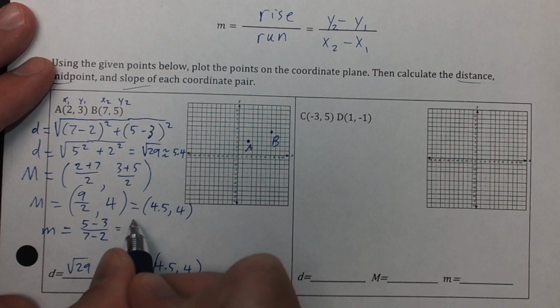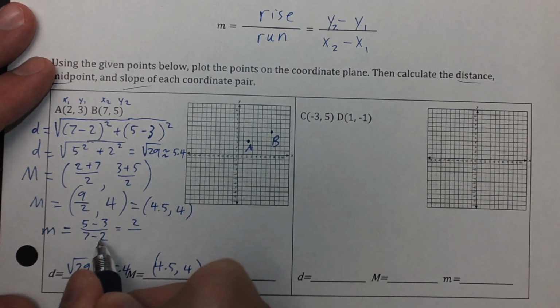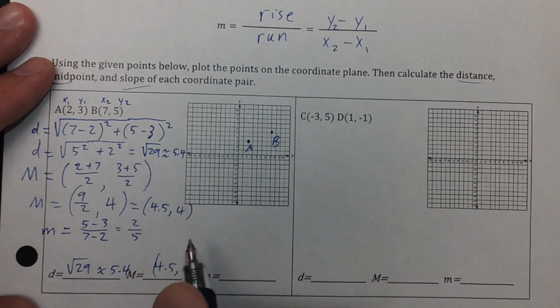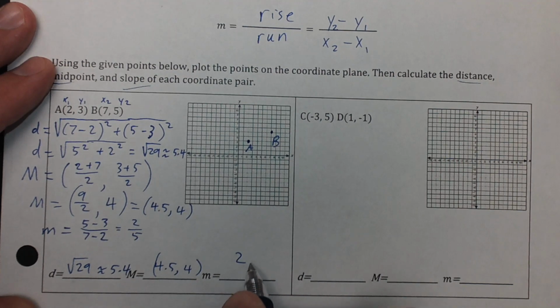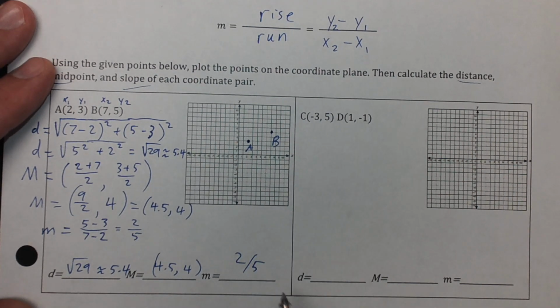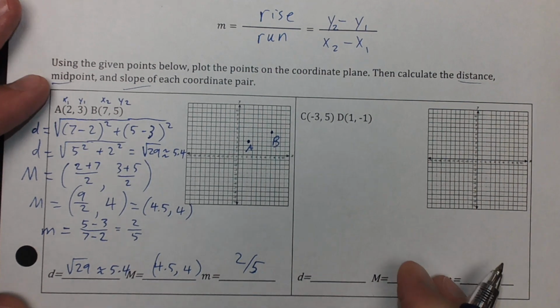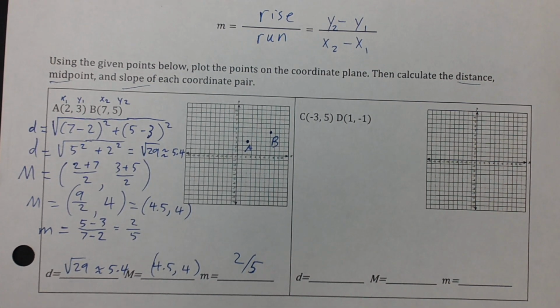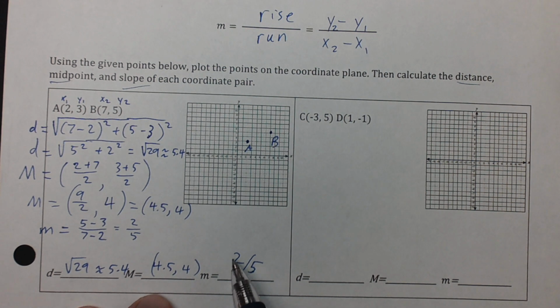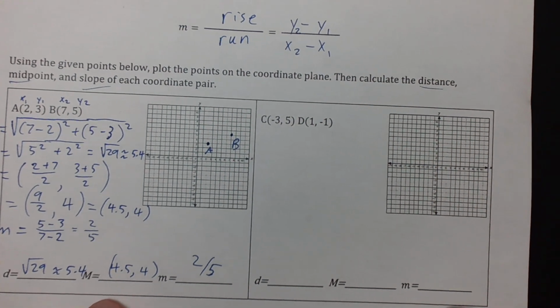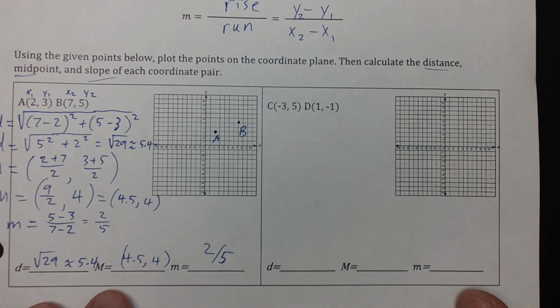So it's 5 minus 3, which is 2. 7 minus 2 is 5. So that is your slope: 2 divided by 5, or 2/5. We usually leave our slope as a fraction, or as a whole number. We don't usually convert to decimals because this represents rise over run, and it's nice to have them in fraction form. Okay, going on to the next example, we have points C and D.